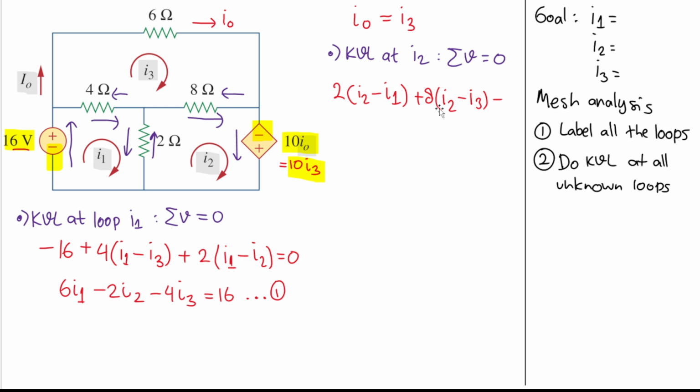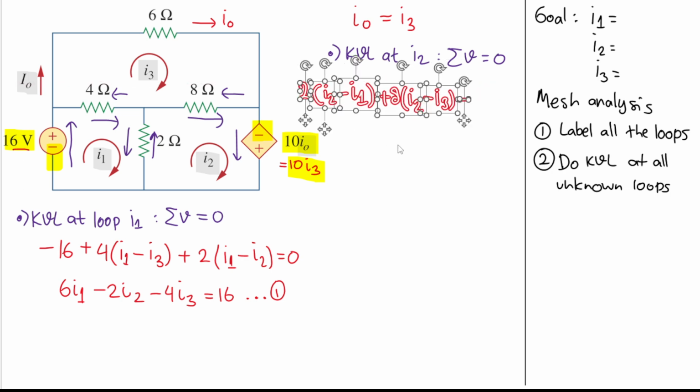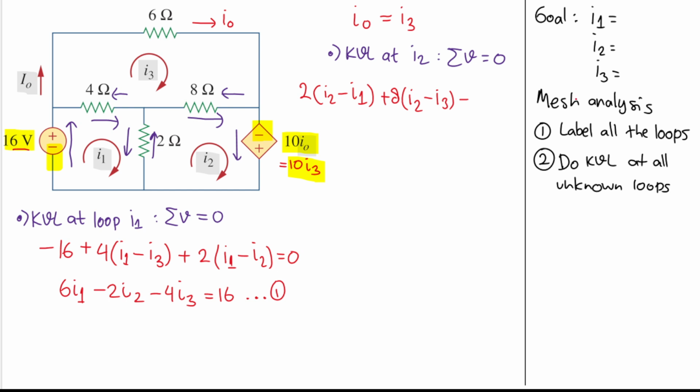So we will have 10I3, but then I need to move this slightly to the left because I ran out of space. Good. So let's make it 10I3 here. And I think we have done all the components in the loop I2. So all of that will equal 0.